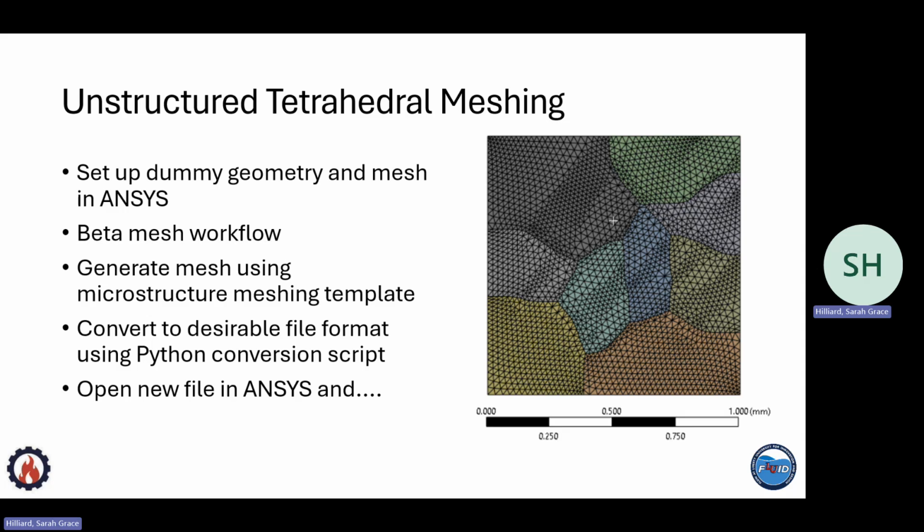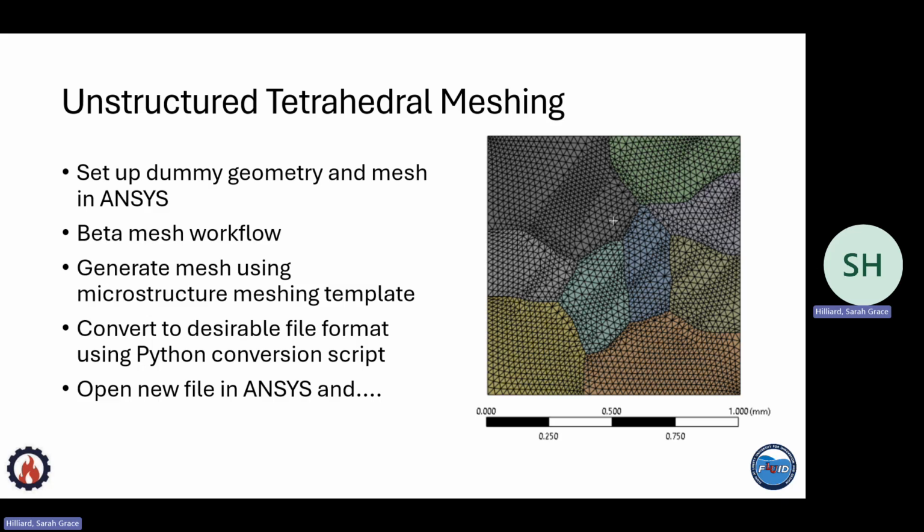The first step was to set up a dummy geometry in ANSYS and mesh it using beta mesh workflows, and then to generate the mesh using a microstructure meshing template. There are certain templates that are available with an installation of ANSYS that you can navigate to and use to create a mesh. Microstructure meshing is one of them. We then converted to the desirable ANSYS input file format using a Python conversion script. It was different from the previous one, but of course the Python script was not the issue in the hexahedral meshing option. It was the data file that we were given.